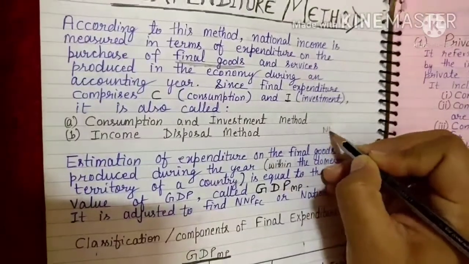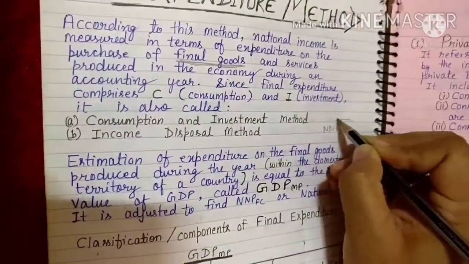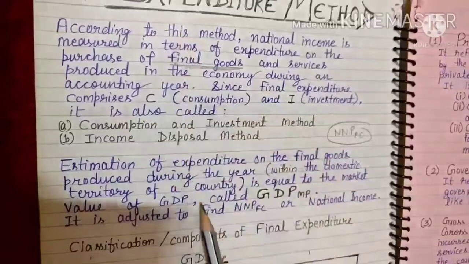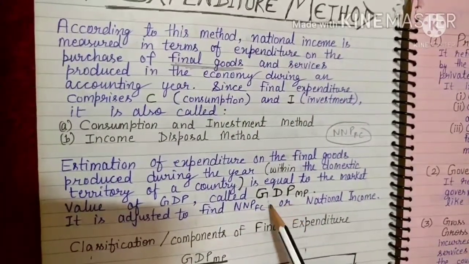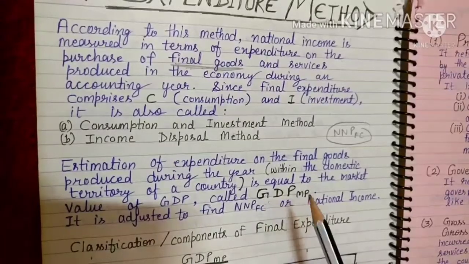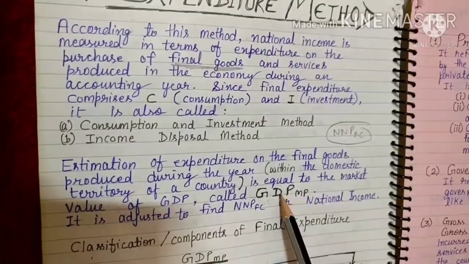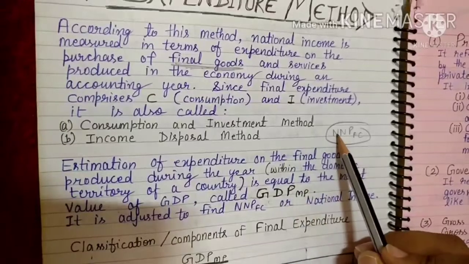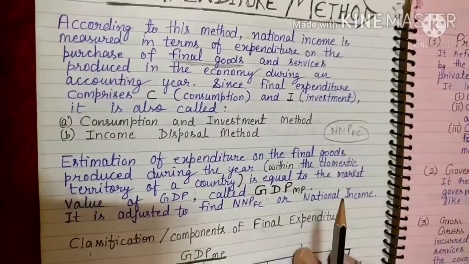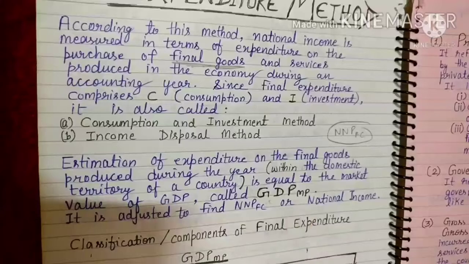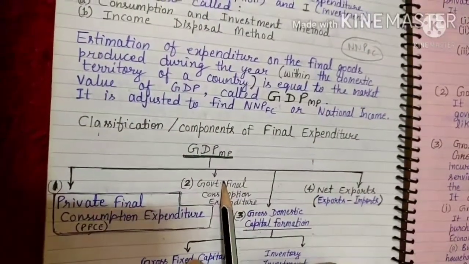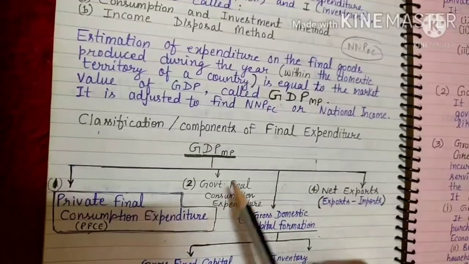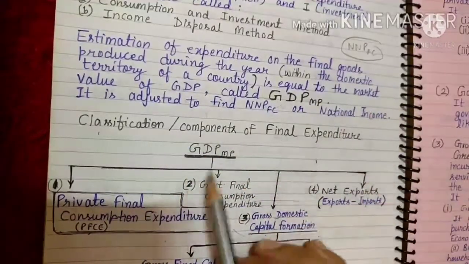Now a question strikes our mind: we are finding national income, and national income is NNP at FC. But they are saying that using the expenditure method we are going to find GDP at MP. So after finding GDP at MP, we have to convert or adjust it to NNP at FC, which means national income. So first we have to find GDP at MP. Now how can we find this GDP at MP? Through the classification and components of final expenditure.